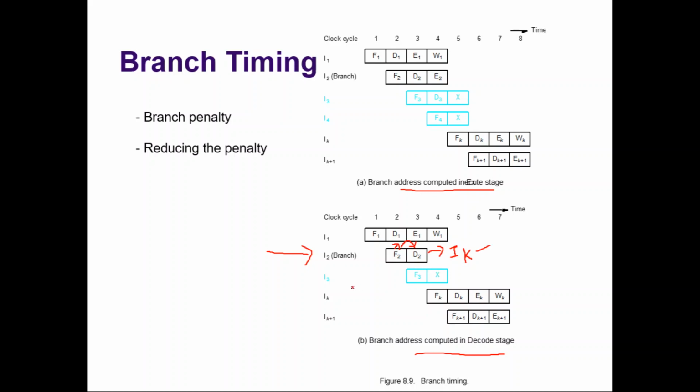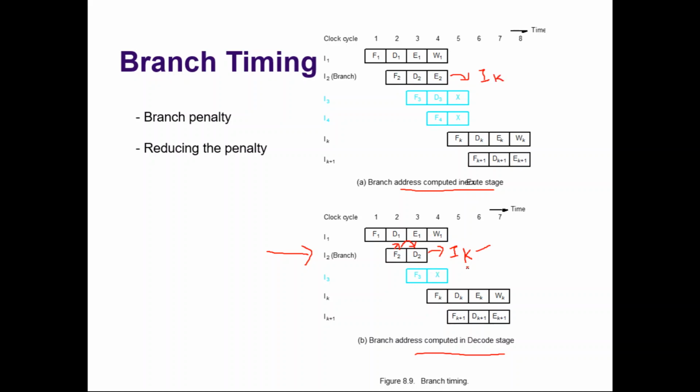Clear? So the difference is that in the previous case we were able to detect that it is a branch instruction only at the end of the 4th clock cycle, but now we are able to detect that it is a branch instruction earlier.